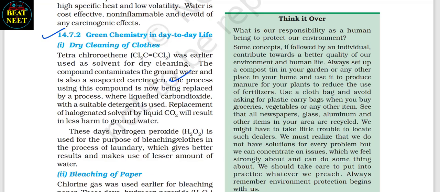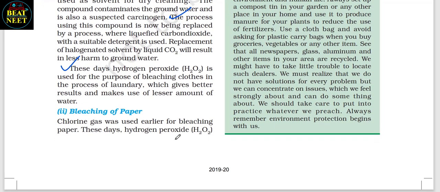The process using this compound is now being replaced by a process where liquefied carbon dioxide with a suitable detergent is used. Replacement of halogenated solvent by liquid CO2 will result in less harm to the groundwater. These days, hydrogen peroxide is used for bleaching clothes in the process of laundry, which gives better results and makes use of a lesser amount of water.